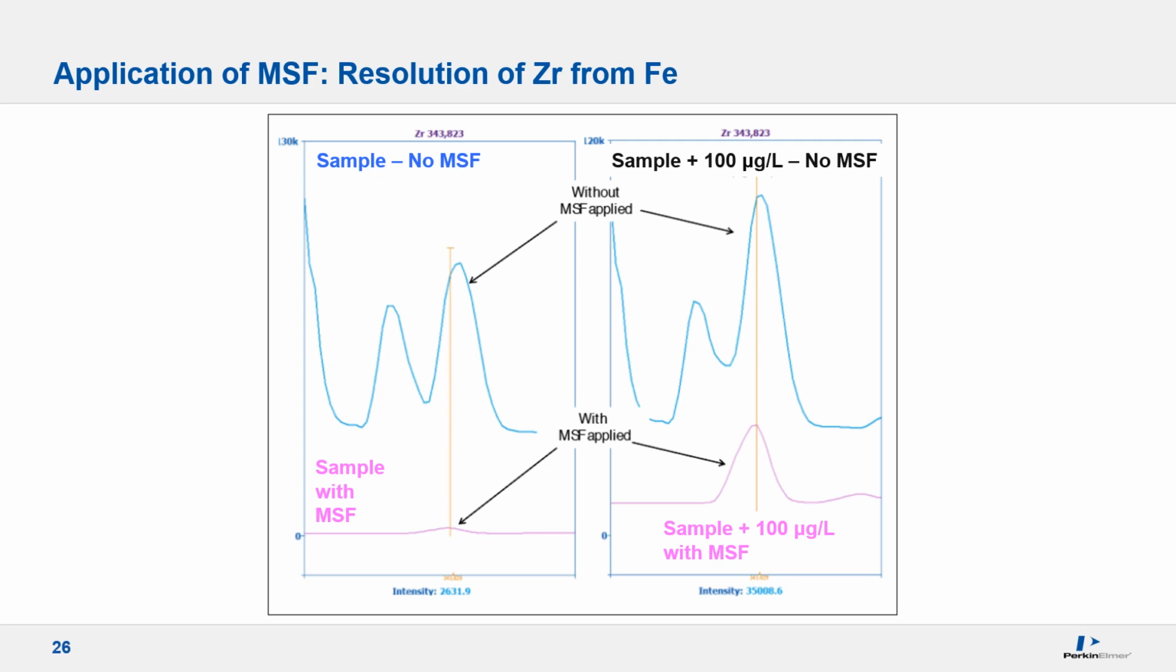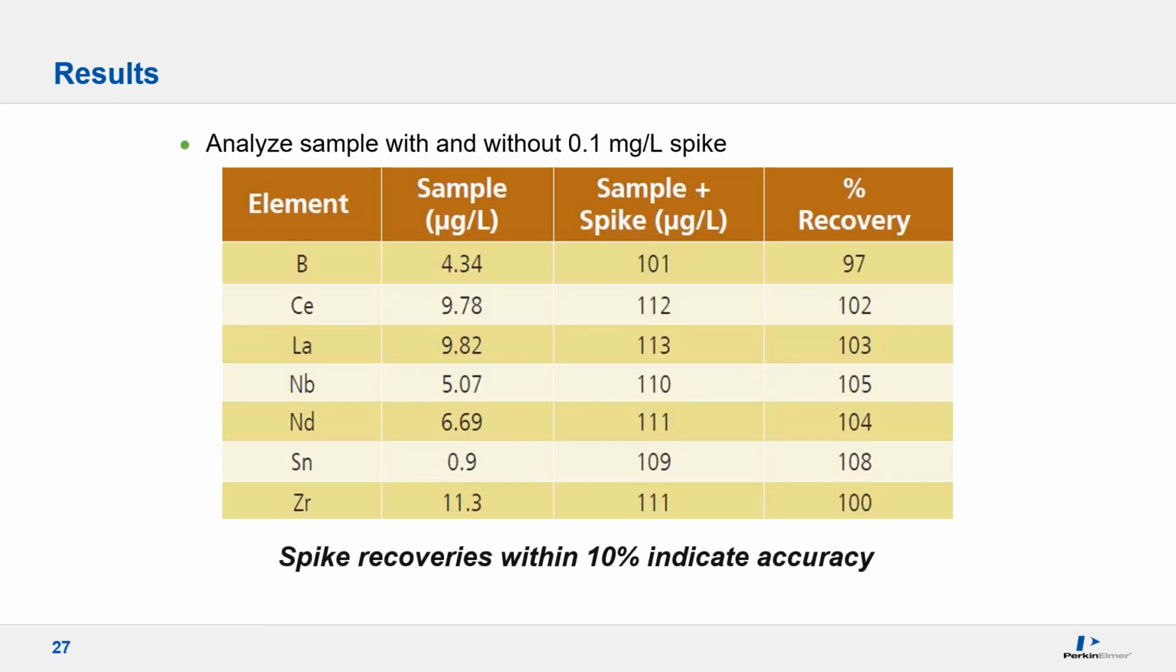To confirm that the peak in the pink spectrum is really zirconium, the sample was spiked with additional zirconium and analyzed again with MSF applied. As seen on the right, the pink peak is larger, confirming the presence of the additional spiked-in zirconium. With the MSF model established and applied, the sample was analyzed along with a 100 ppm analyte spike. The results shown indicated that all spike recoveries are within 10% of the true values, showing accurate results.